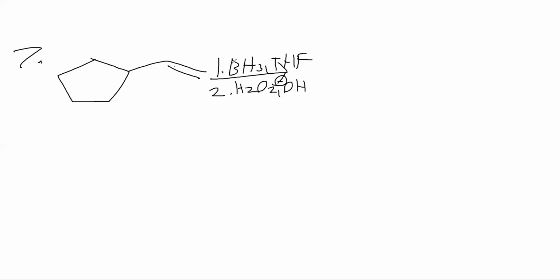Anti-Markovnikov alcohol, yes. So when you have BH3 in step 1 and then hydrogen peroxide and base in the second step, you do anti-Markovnikov alcohol addition. So remember, Markovnikov is referring to a more substituted product. We have a secondary in the primary position. So anti-Markovnikov means we're adding the alcohol here at the primary position. So this would be the product.